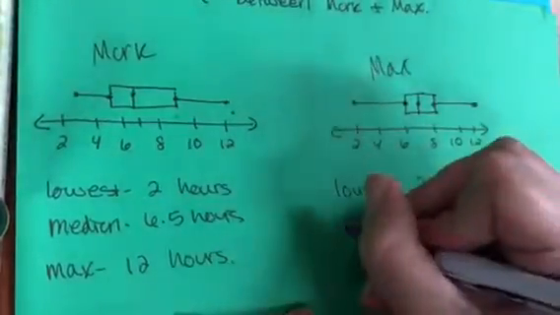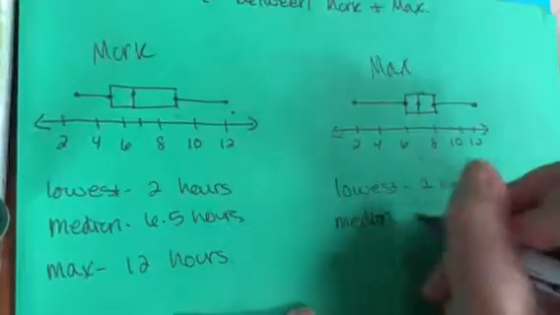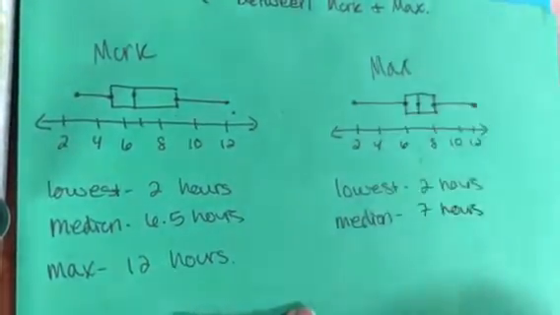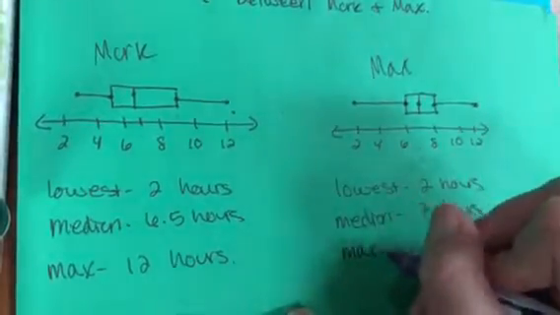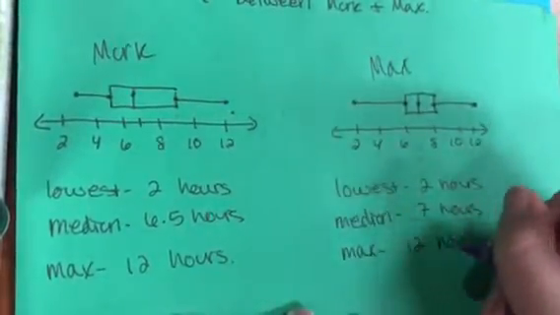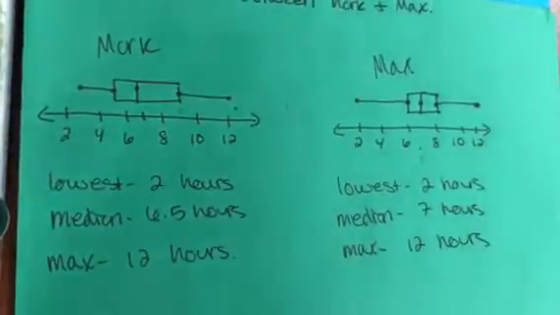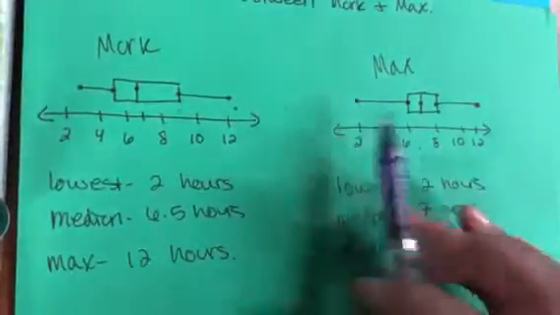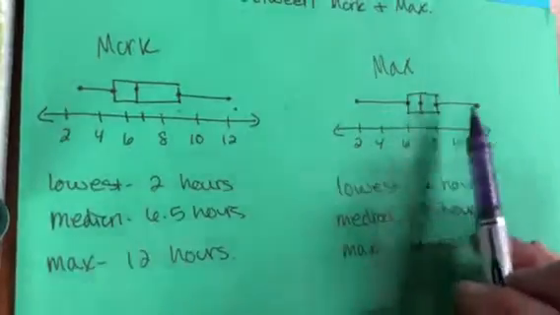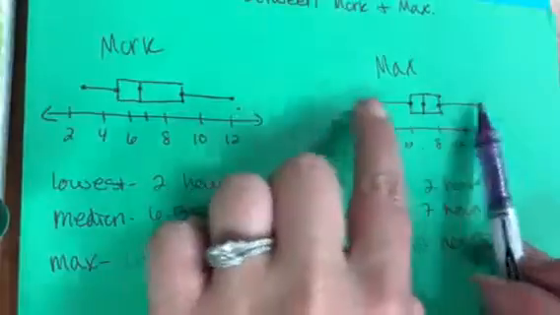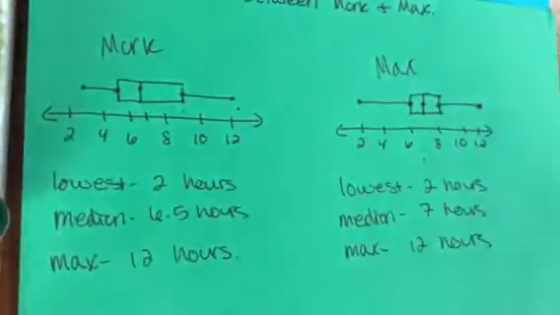And what was his median? About 7. About 7 hours, yeah. And what is his maximum hours? 12. 12. So if we were to compare these two box and whisker plots, if you look at Max, his little box here, the whiskers are pretty big, right? Mm-hmm. So does that mean the numbers are pretty spread apart right there?